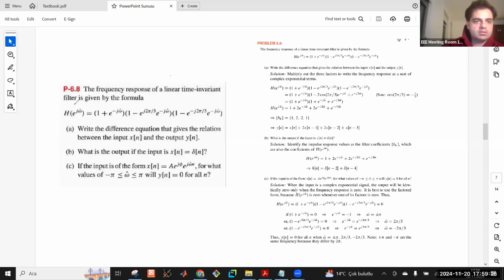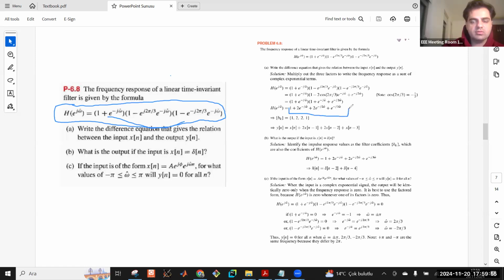Okay. So far we have been given difference equations. This time we are given frequency response, and in part A we will write the difference equation. In order to do that, first we need to do these multiplications. When we do that, we get this result.